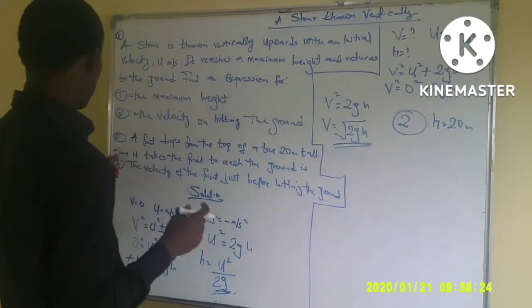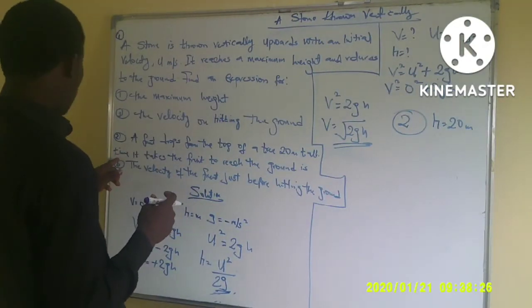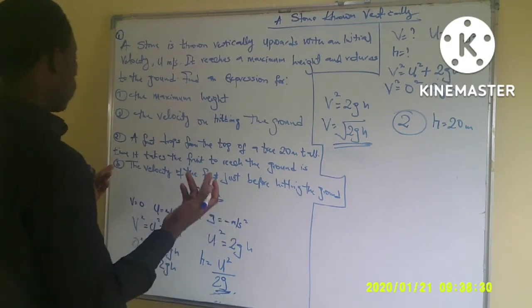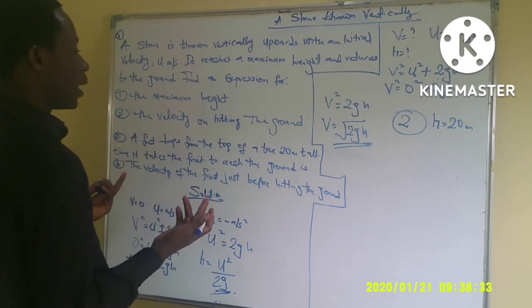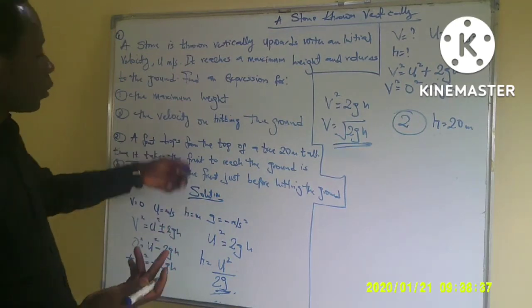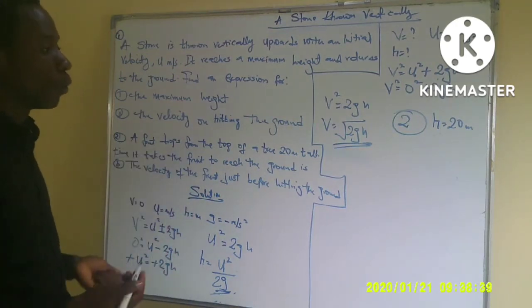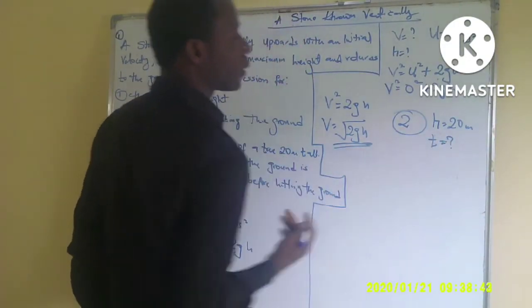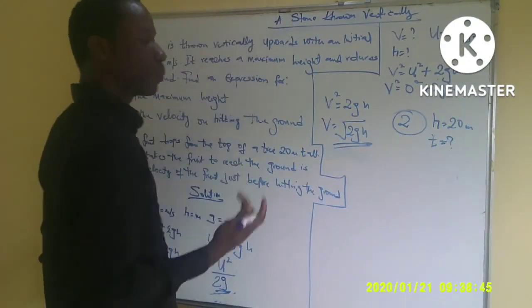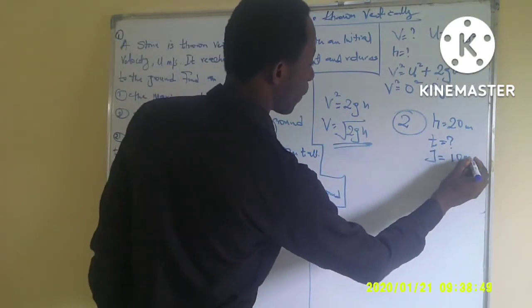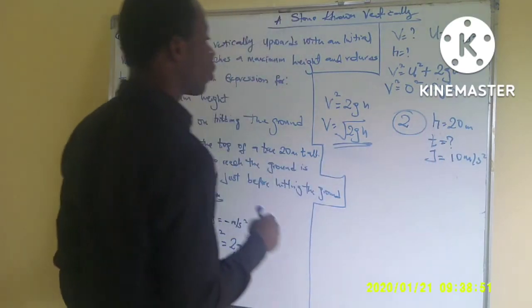Now, the tree is 20 meters tall. The time it takes the fruit to reach the ground is what? We don't know, so we are looking for the time, t. Knowing fully well that when the fruit drops, acceleration due to gravity is involved, which is 10 meters per second squared.